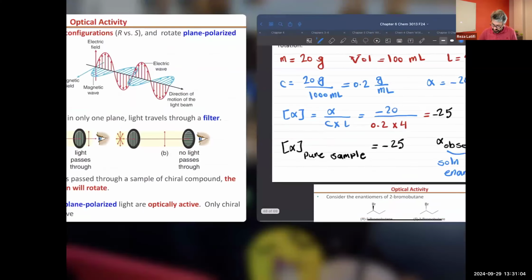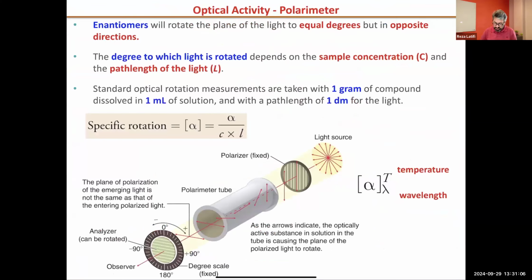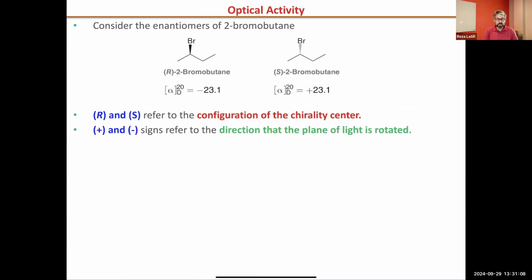So when it comes to rotation, R will have exactly the opposite of S rotation. The rotation will be exactly the same, but the only difference between them will be the sign. The numbers will be the same. So R and S will have opposite configuration.